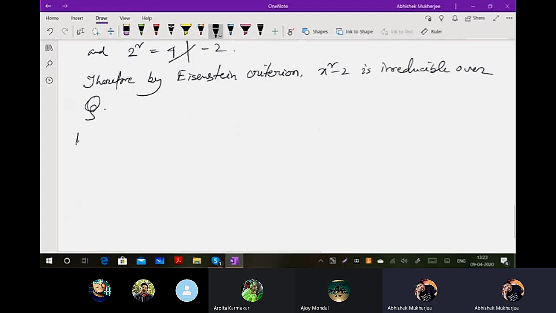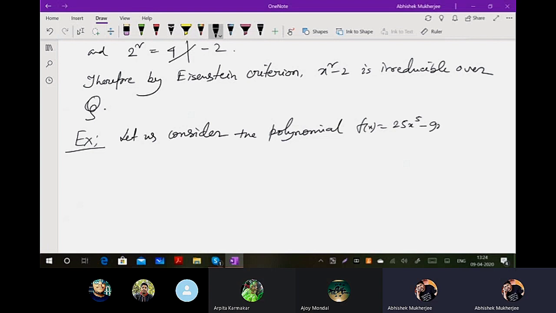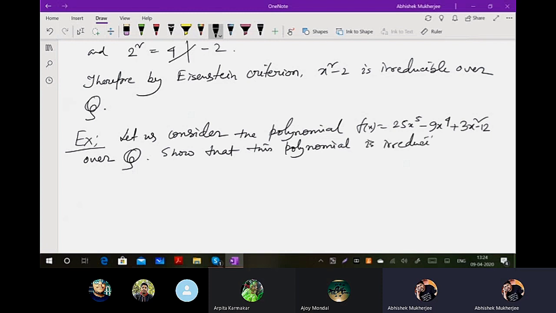Let us check another example. That is, let us consider the polynomial f(x) is 25x to the power 5 minus 9x to the power 4 plus 3x square minus 12 over Q. Then show that this polynomial is irreducible over Q by using Eisenstein criteria.